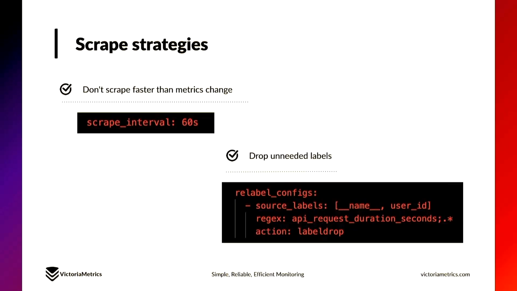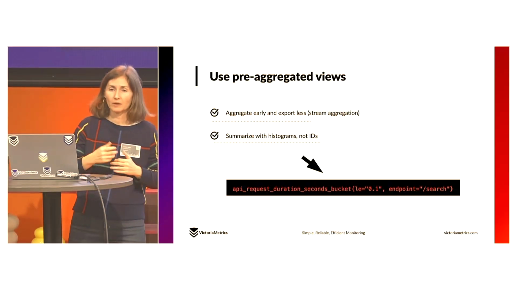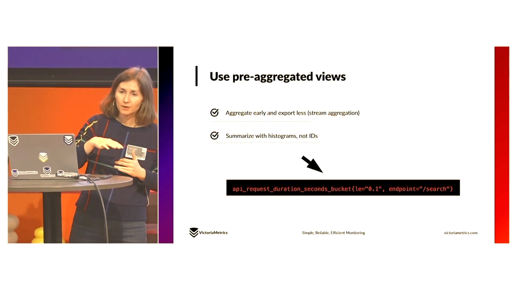So, as we already touched on, use scrape strategies: use the same interval of time for when your metrics change with the scrape interval in your Prometheus job, and drop any unneeded labels. In case you do have labels that drive high cardinality, you can just use label drop, and that will be really good for you. You can use pre-aggregated views. That means you can aggregate early and export less.